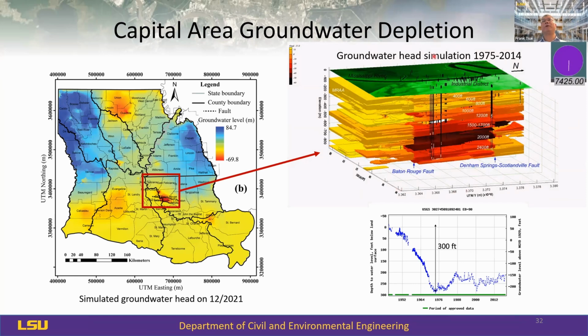If you look into the groundwater system right here in Baton Rouge, it's a very complex aquifer system. It goes down to around 900 meters, 3,000 feet below land surface, and we have hundreds of pumping wells tapped in different aquifers at different depths. You can see this USGS groundwater level data over the last 50, 60 years. We have more than 300 feet of groundwater level drop. To understand this groundwater simulation, we can look into a very detailed aquifer system, and that gives us a tool for saltwater intrusion and land subsidence studies.